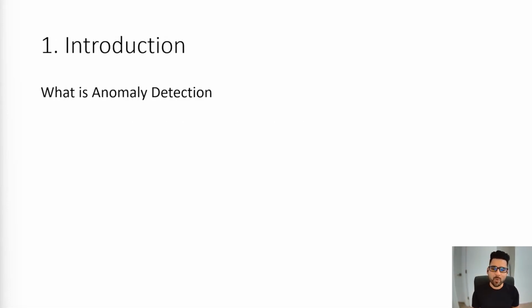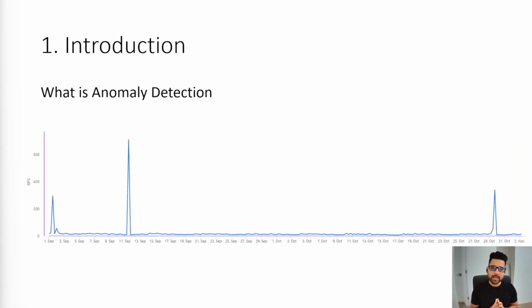Okay, so what is anomaly detection? Anomaly detection is a technique to detect outliers. It is used to identify data points that deviate from a dataset's normal behavior. For example, here is a chart for the incoming requests per second for an Azure Front Door endpoint. You'll notice that there are 3 spikes in RPS which stand out from the rest of the data points.